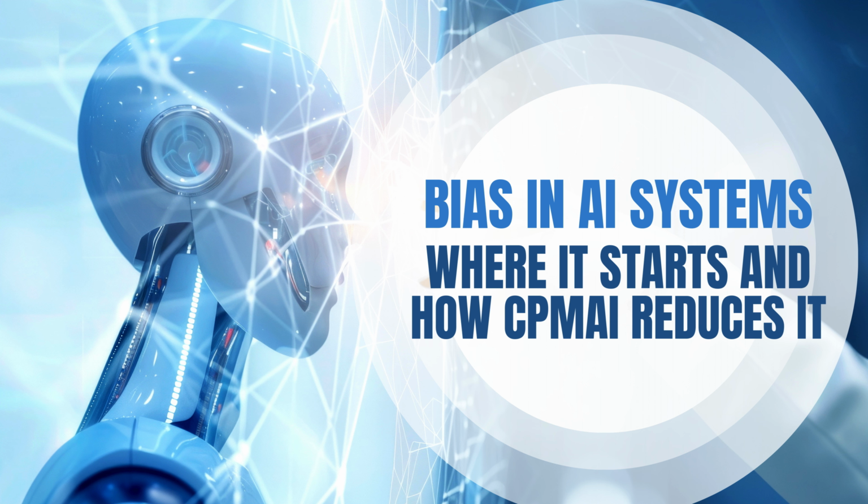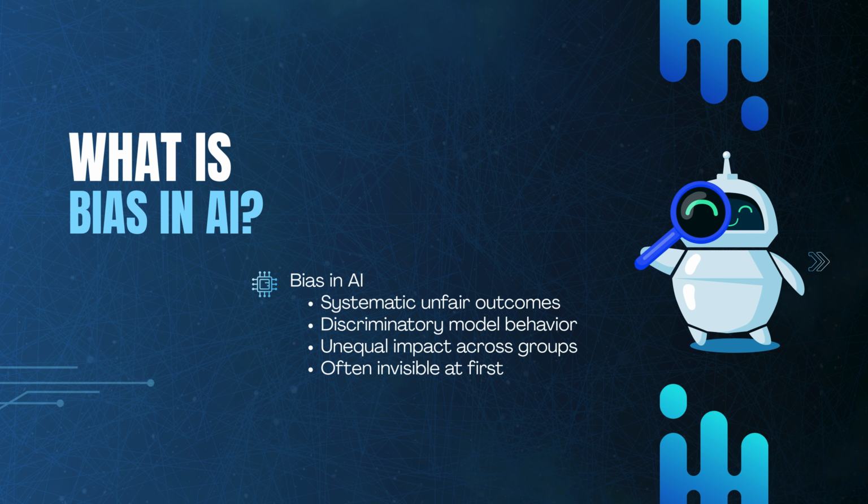Bias in AI systems is not accidental, it is predictable. In this module, you will understand exactly where bias begins inside AI projects. Bias in AI is not just a technical issue, it is a systemic issue.